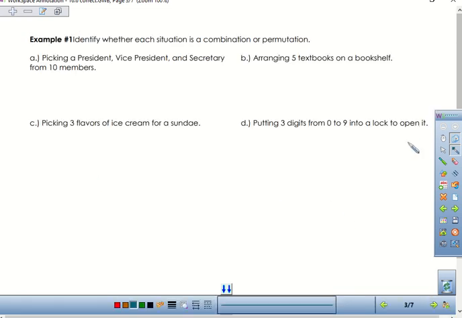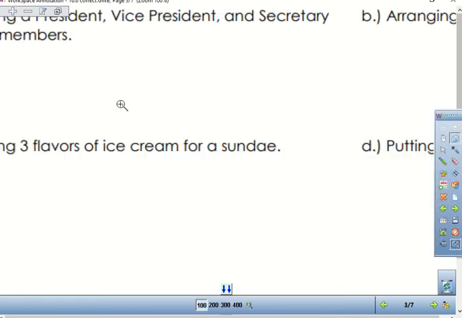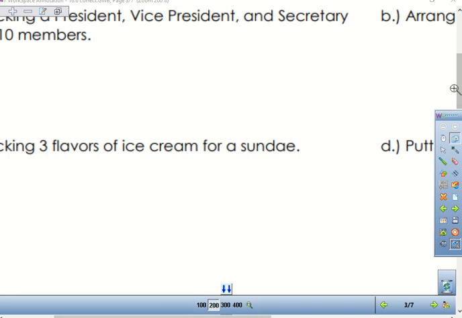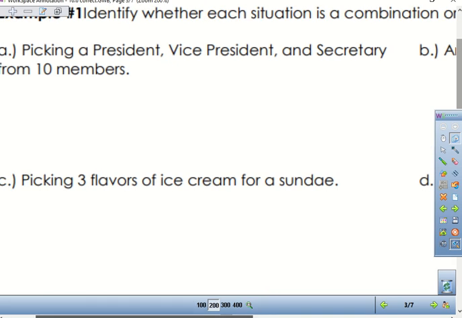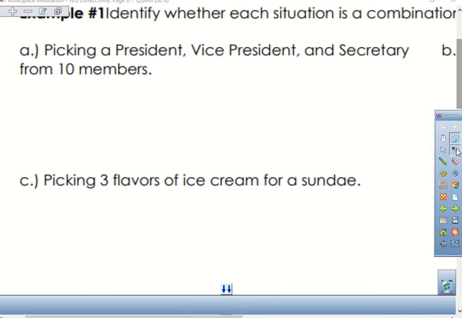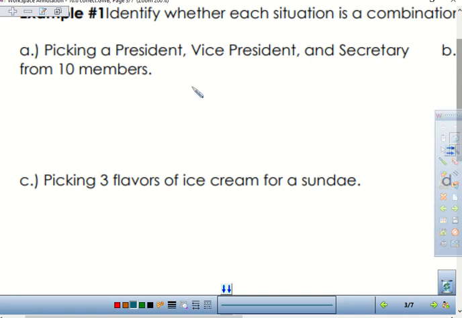So we're going to identify whether each situation is a permutation or a combination. We're not going to actually solve these, we're just going to identify them. Picking a president, vice president, and secretary from 10 members. So combinations where the order does not matter, correct? If we were to pick 3 different people from the 10 for the president, vice president, and secretary, the order would matter because there's different ways that we could put people in those positions, right?